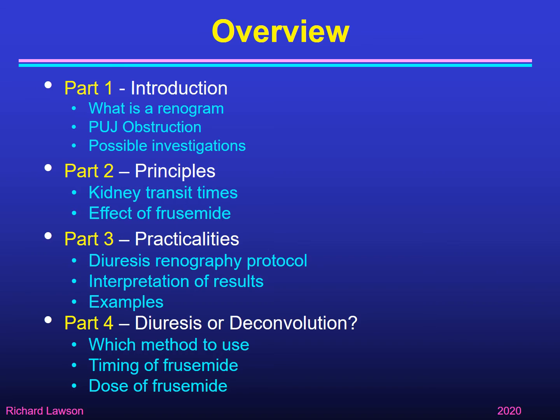In part 1 I'll give an introduction and remind you what a renogram is. Then I'll talk about PUJ obstruction, that's Pelvi-Ureteric junction obstruction, and discuss some of the possible investigations. In part 2 I'll talk about the principles, describe kidney transit times and the effect of frusemide.